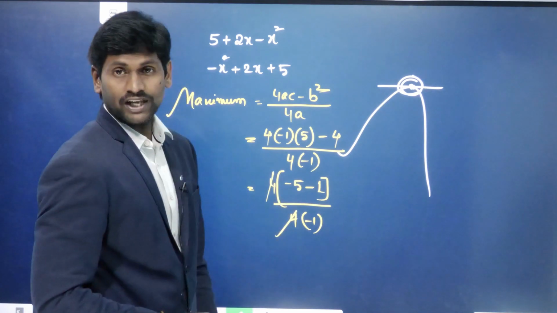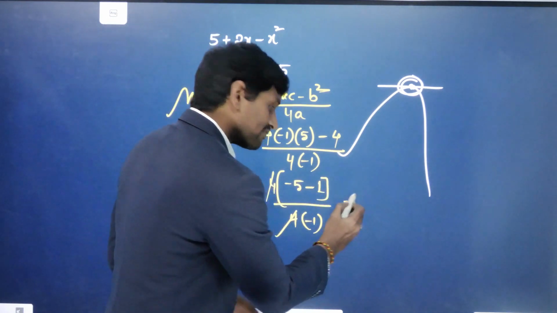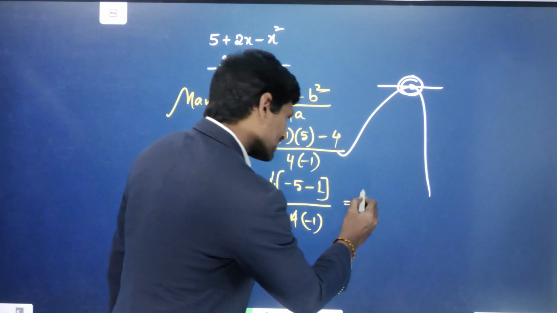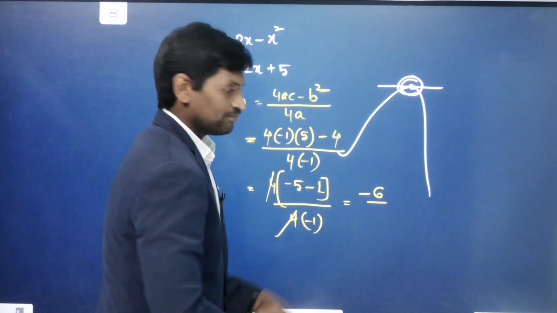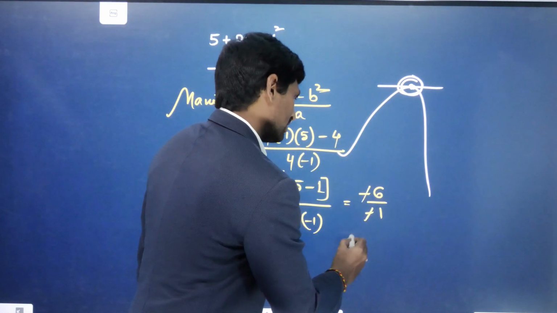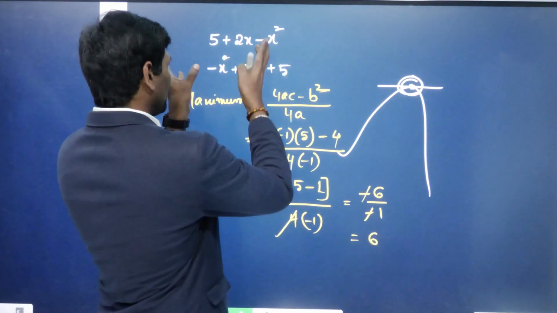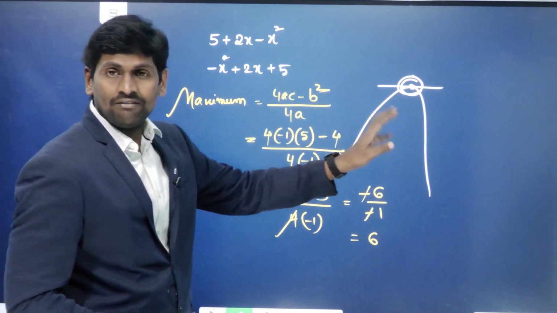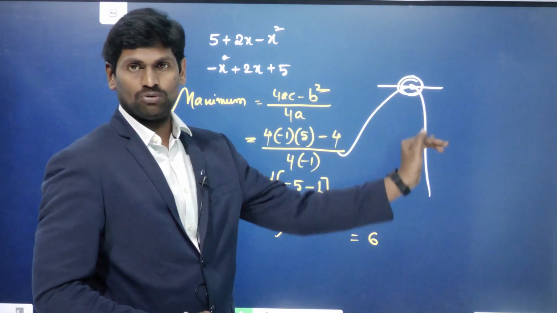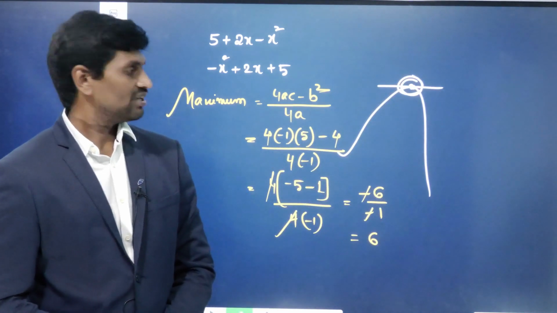Numerator 4, denominator 4 cancel. Minus 5, minus 1, both are the same symbols. We can add them with the same symbol, minus 6 by minus 1. 6 by 1 is nothing but 6. That means the maximum value of this expression is 6. It never crossed 6. 6 is the highest value among this. Yeah, please check.